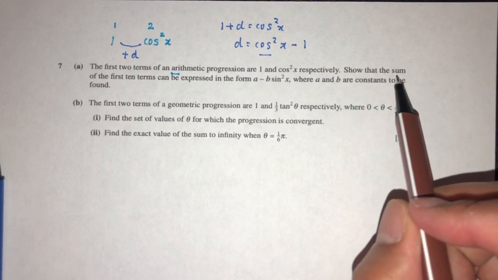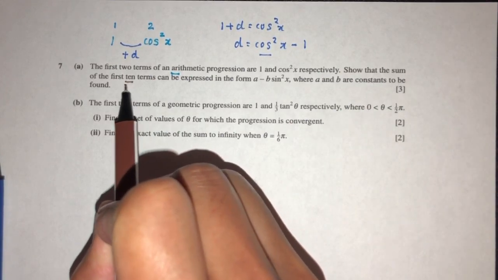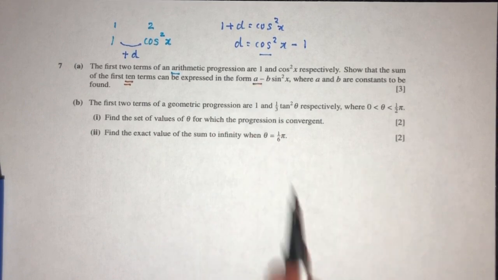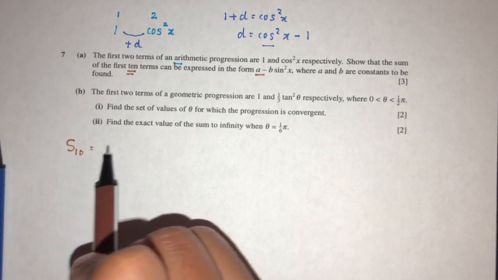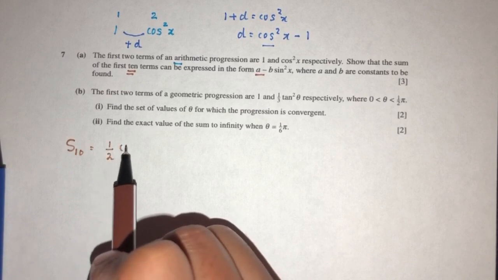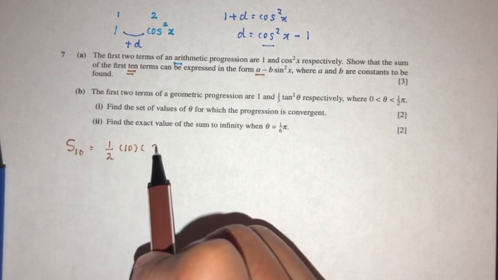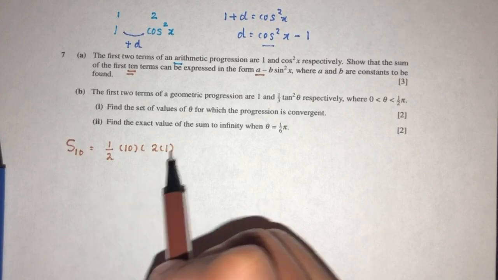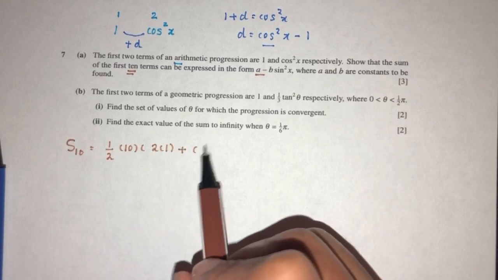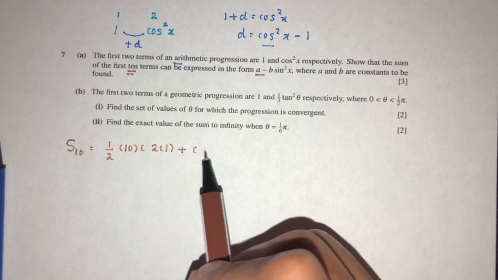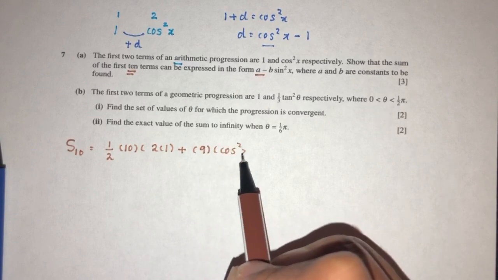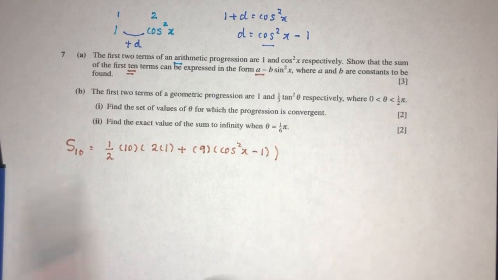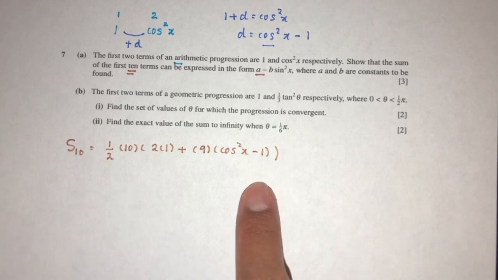So we have to show the sum of the first 10 terms can be expressed in this form. So let's try this. What is the sum of the first 10 terms? It is half times n, which is 10, times 2a, a is the first term, plus n minus 1, n minus 1 is 9, times d. d is cos squared x minus 1. Now we just have to simplify and express this in this form.